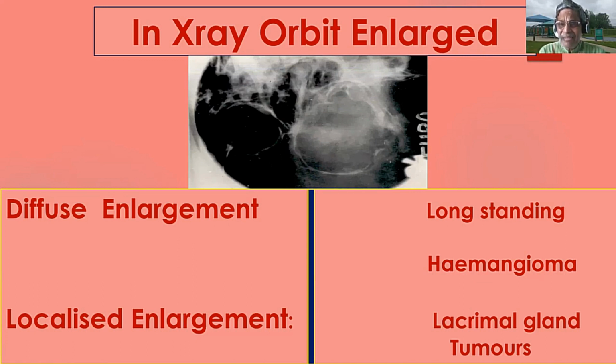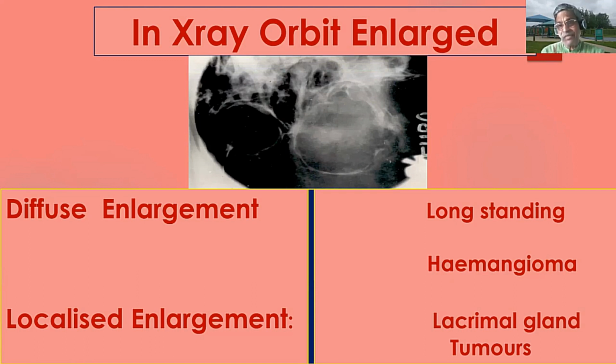That means it has to be something in the orbital apex cone area. It's long-standing, prolonged, compressed. Some pressure is coming from inside. Hemangioma. Classical example is hemangioma. Hemangioma will produce a generalized enlargement of the orbit. Exam question over.